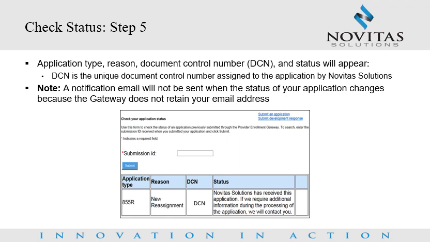Check Status Step 5. The application type, reason, document control number or DCN, and status will appear on the next screen. The DCN is the unique document control number assigned to the application by Novitas Solutions. A notification email will not be sent when the status of your application changes because the gateway does not retain your email address. As always, it is best practice to continually check the status of your pending provider enrollment applications.